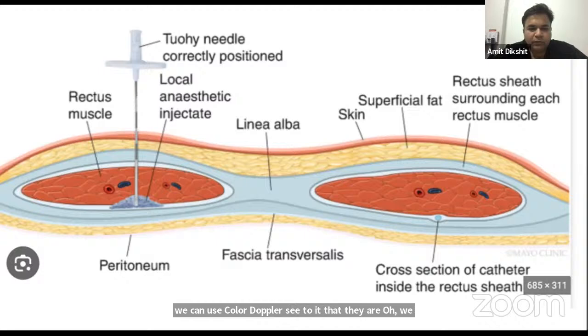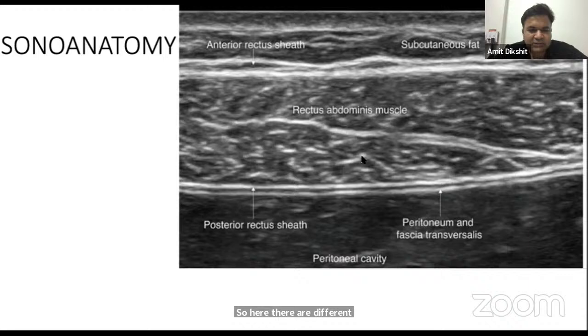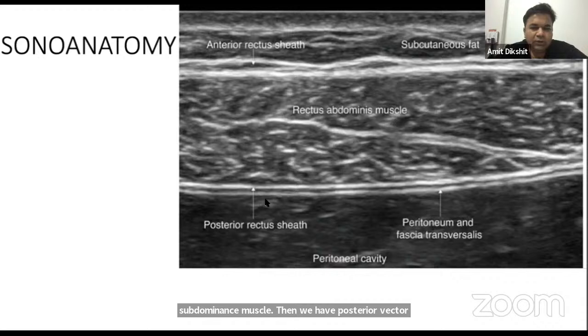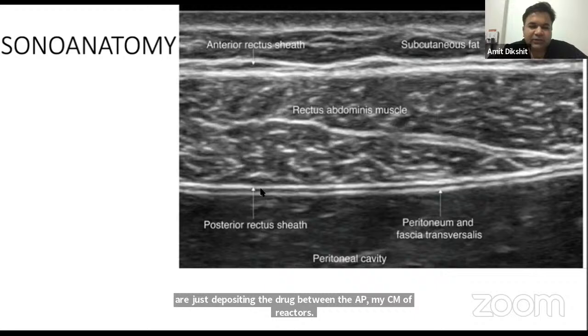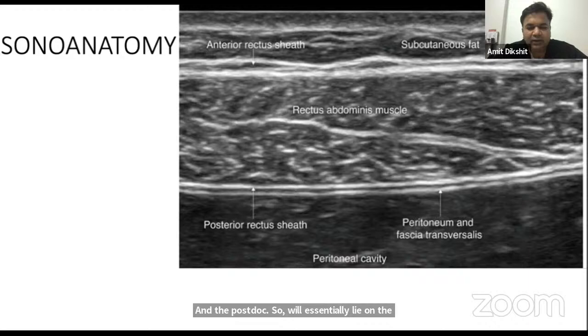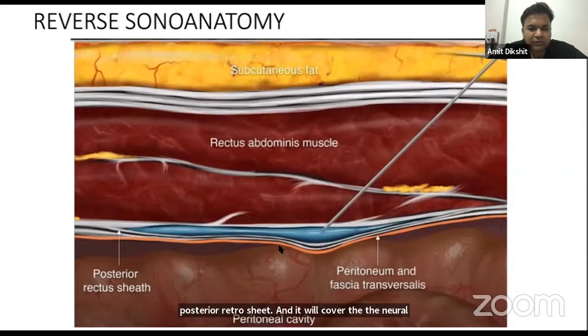So here there are different linings. One is the rectus abdominis muscle. Then we have the posterior rectus sheath, and below that is the fascia transversalis. So we are not going into the fascia transversalis. We are just depositing the drug between the epimysium of rectus abdominis and the posterior rectus sheath. So the drug will essentially lie on the posterior rectus sheath, and it will cover the neuronal component. So this is the reverse sonoanatomy diagram.